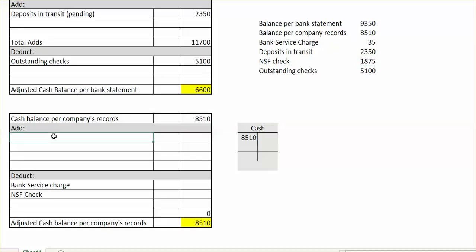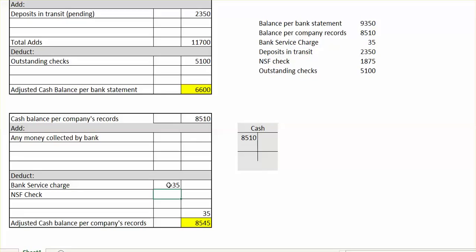Well, when we have the balance per company's record, the thing that we'll add here is any money collected by the bank. And in this particular problem, there is no money collected by the bank. The example in the book talks about a notes receivable being collected. And if the bank did collect money for us, we would add it here to our checking account and to our cash account. Then we would deduct any bank service charge, which we do have one of those for $35.